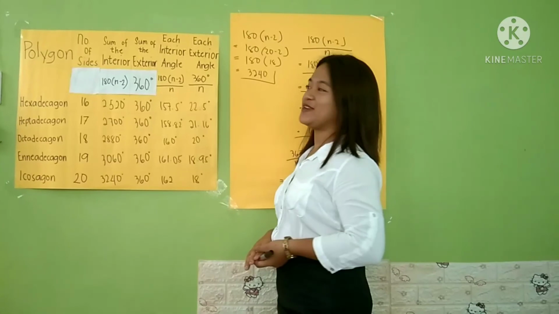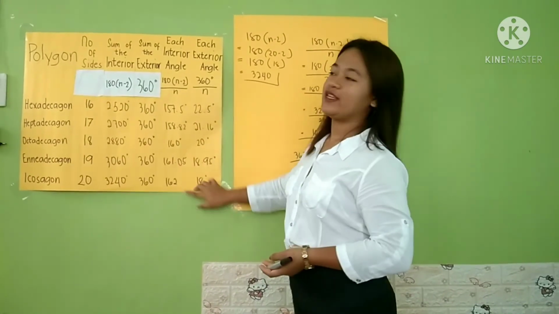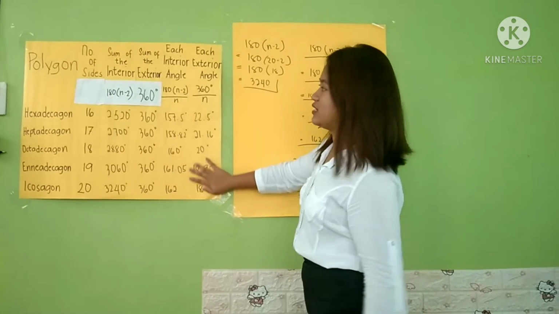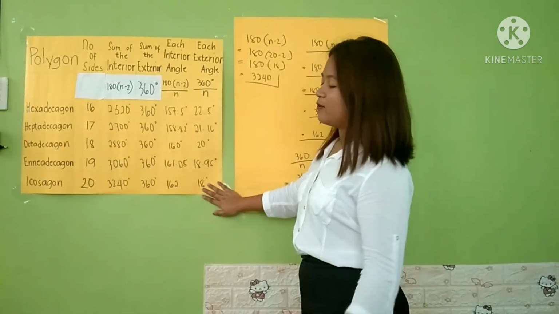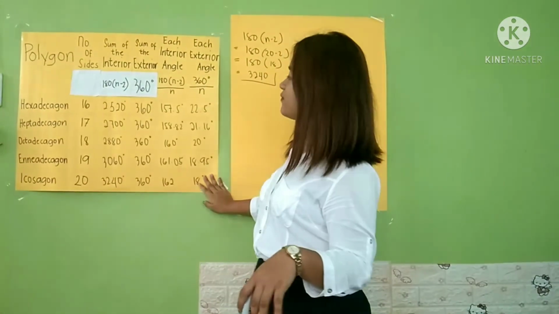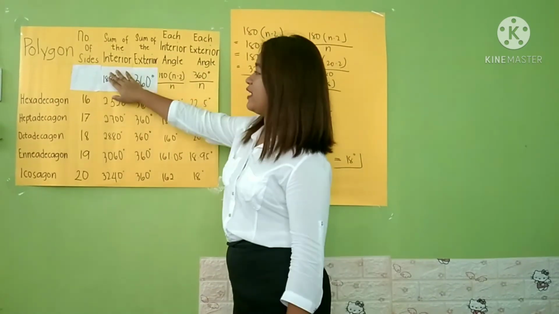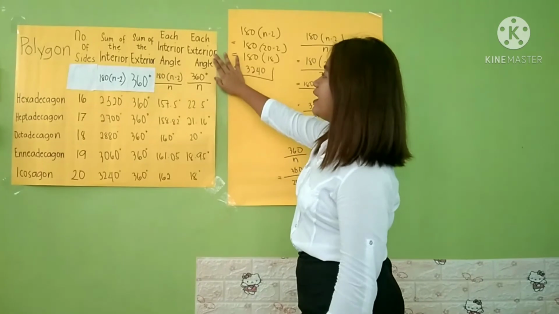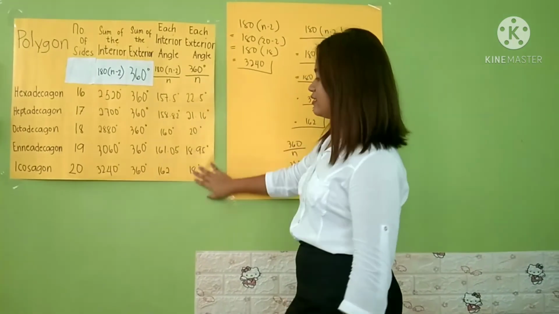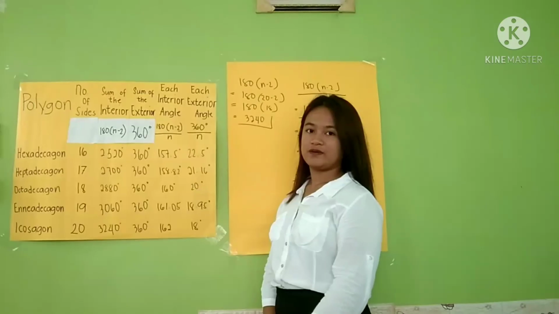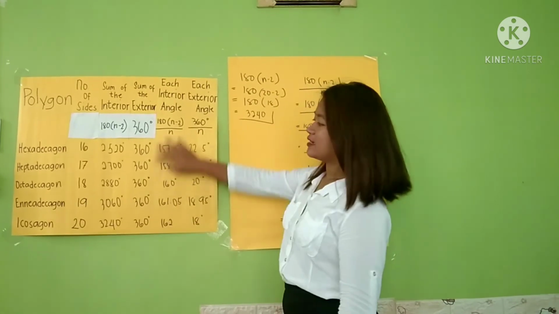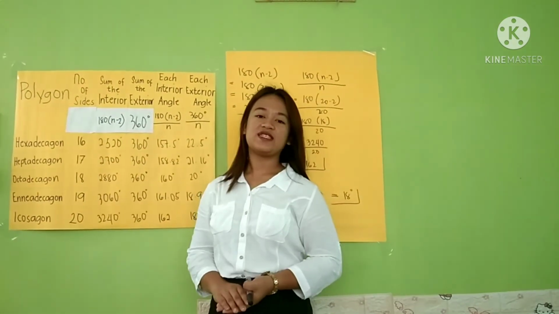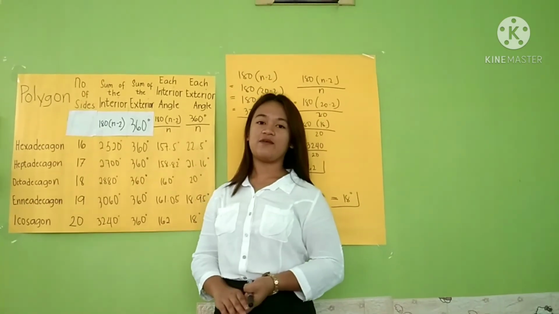As you can see, I can write in the table all of the answers while solving the sum of the interior, sum of the exterior, each interior angle, and each exterior angle. And these are the final answers. Thank you. Once again, I'm Princess Longalong from Bid 1A.